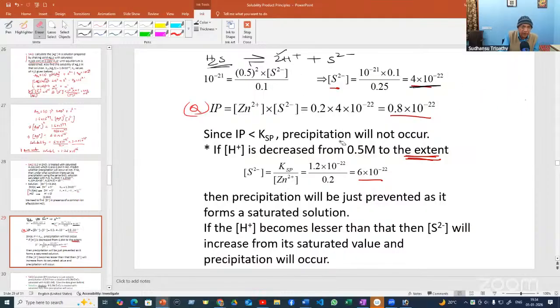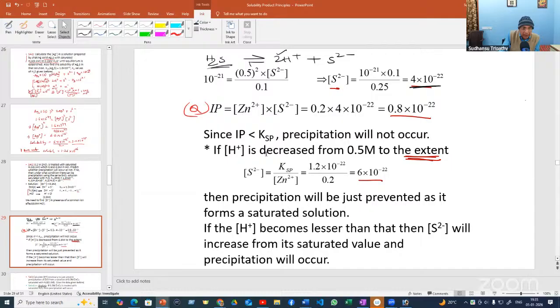source, 0.5 M. Now let us see what the ionic product is. Zinc ion concentration is fixed, 0.2. And now the sulfide ion that has to be there in presence of 0.5 M HCl is this. So the ionic product is coming to this. But the Ksp value is something greater. It is 1.2 times 10 to the power negative 22. So since IP is less than Ksp, precipitation will not occur. That means we have successfully prevented the precipitation.